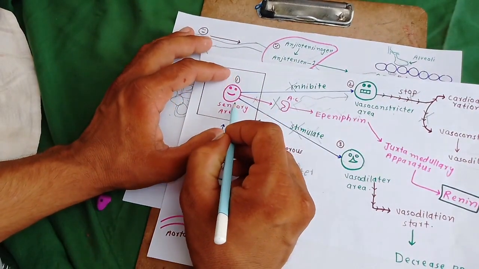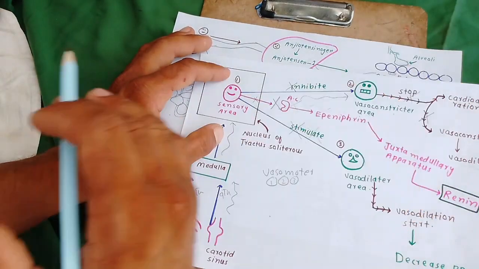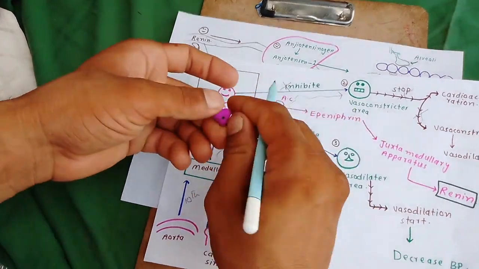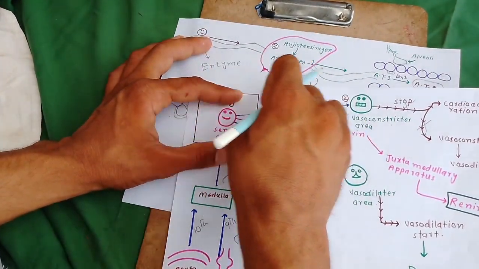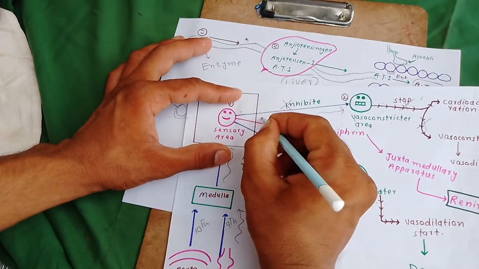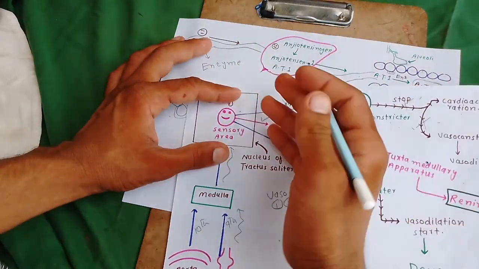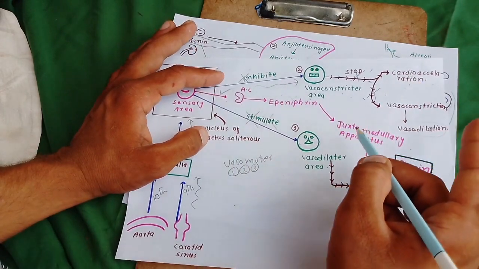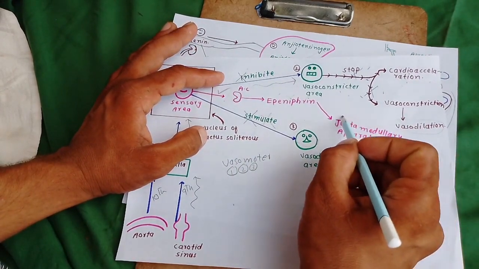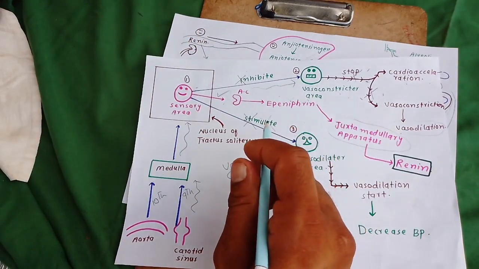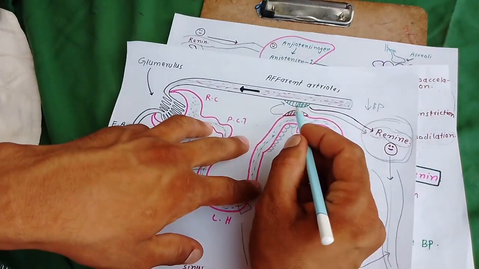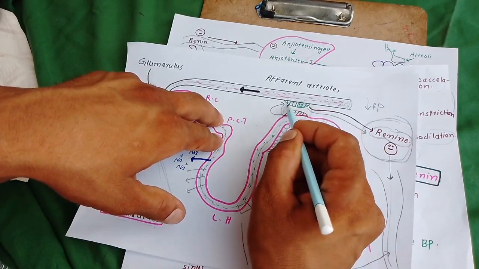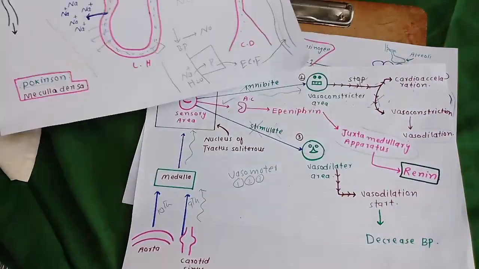Look at this one point. In the sensitive area, when the BP becomes high, it inhibits this path, but when the BP becomes low, it stimulates the adrenal cortex. The adrenal cortex releases epinephrine. The epinephrine goes and stimulates the juxtaglomerular apparatus. What is the juxtaglomerular apparatus? The macula densa and the juxtaglomerular cells combined are called the juxtaglomerular apparatus.